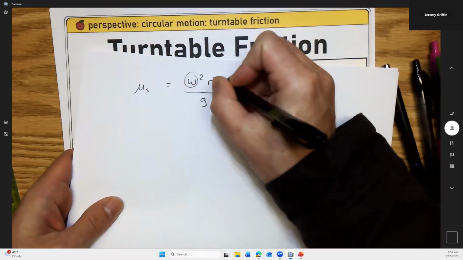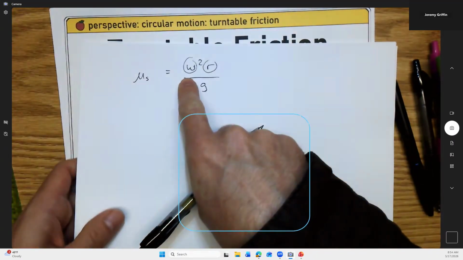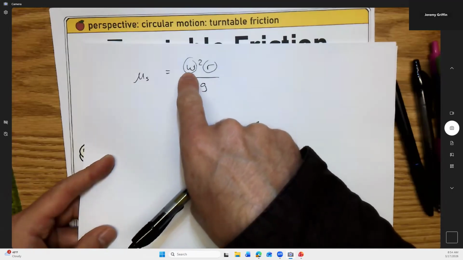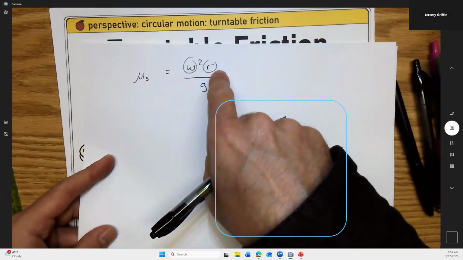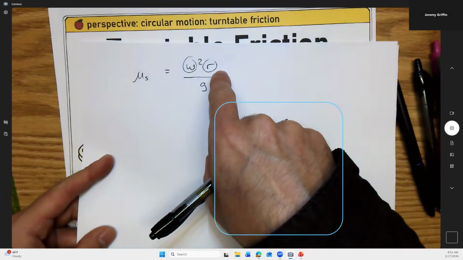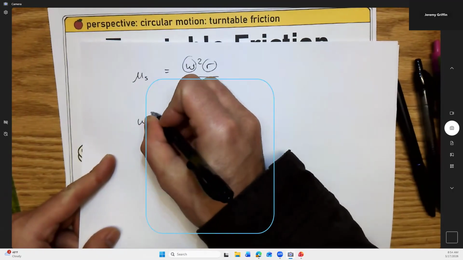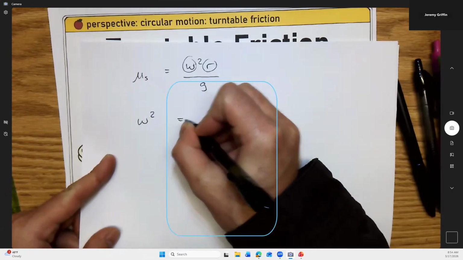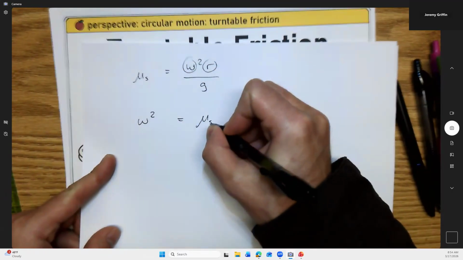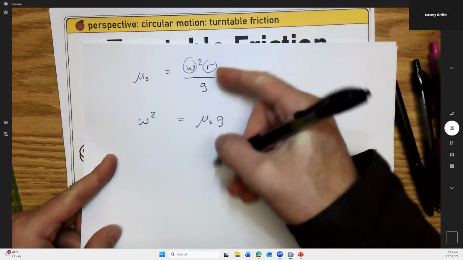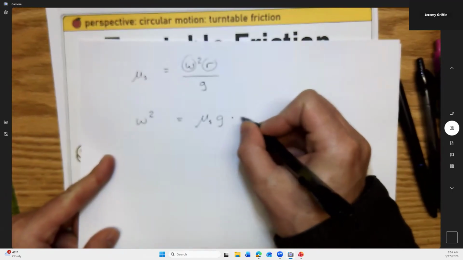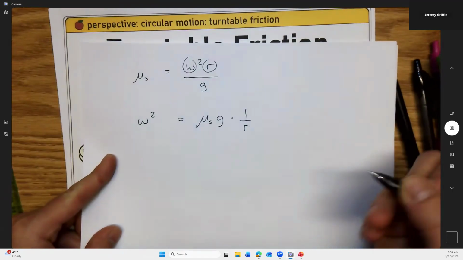But here's maybe what I could do. I could put omega squared on one axis and R on the other. No, it wouldn't be R. I think it would be 1 over R. Let me rearrange this. So I could go omega squared equals coefficient of friction times gravity field of Earth. Okay. And then wouldn't I have to actually divide by R? So it'd be 1 over R. Isn't that true?